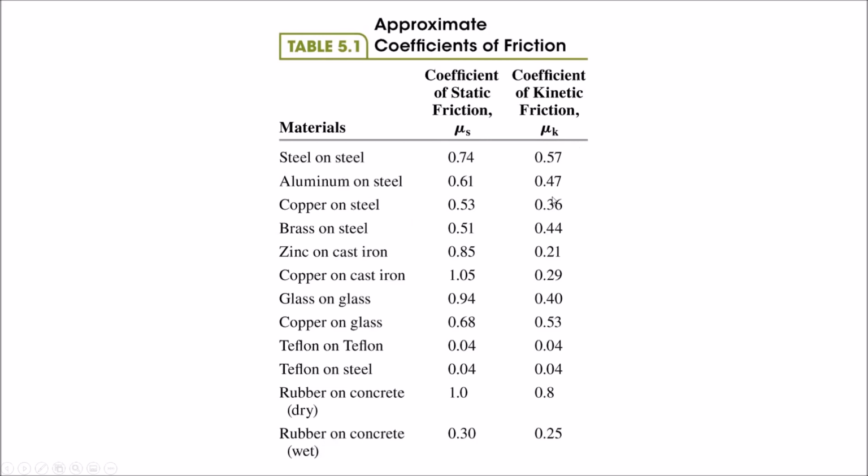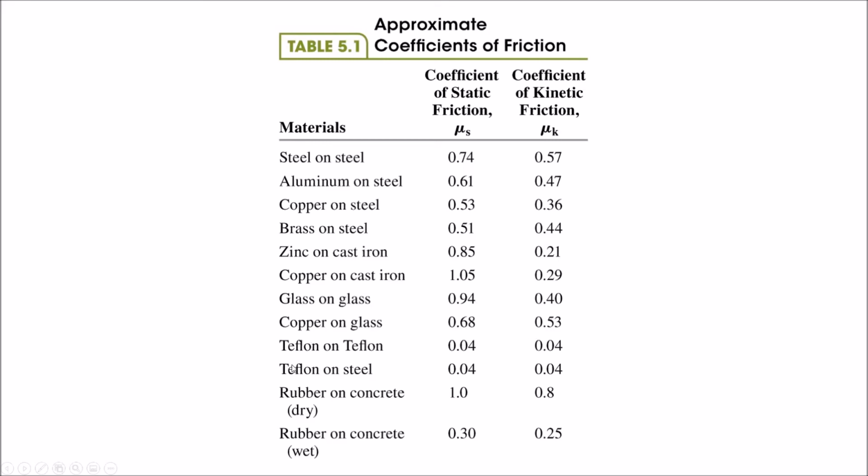Copper on steel is even less than that. And you can go down the list. Copper on cast iron is really hard to start moving, but then kind of easy to keep it moving when you have it moving. Glass on glass, it's hard to get that started moving, but a little bit easier when you are moving.